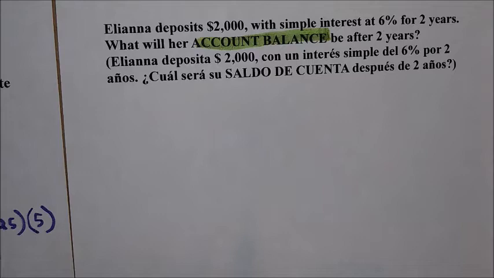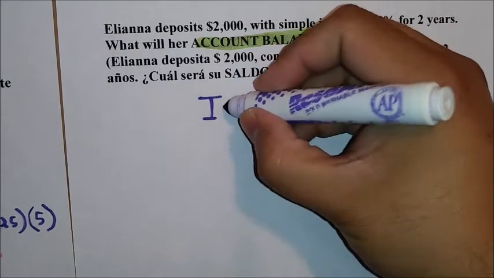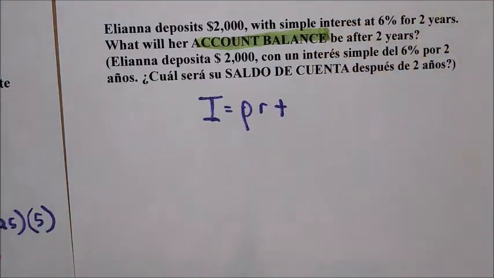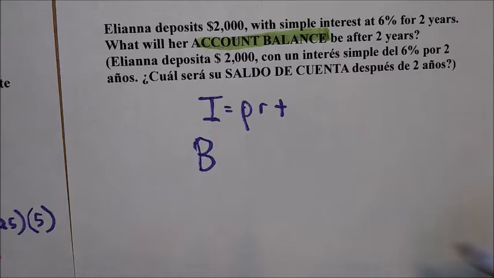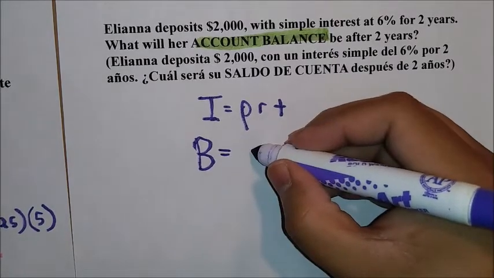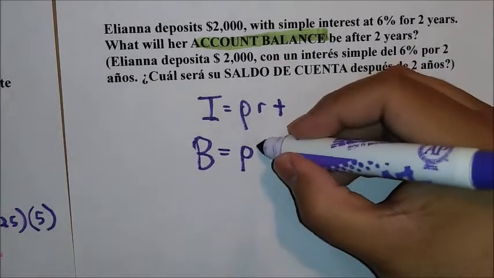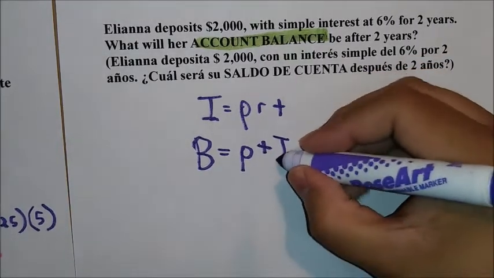Now our formula, I equals PRT, only gives us the interest. Our final answer, the account balance, I'll just say B for balance, is going to be whatever you originally put into the bank, the principal, plus however much interest you earned, I.